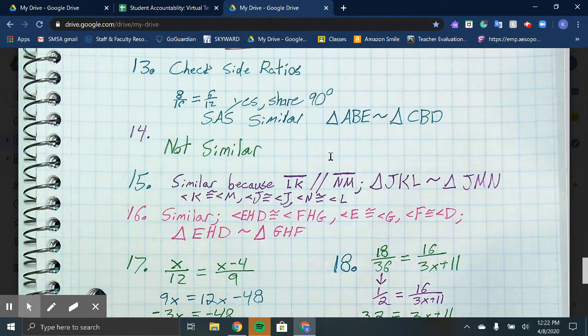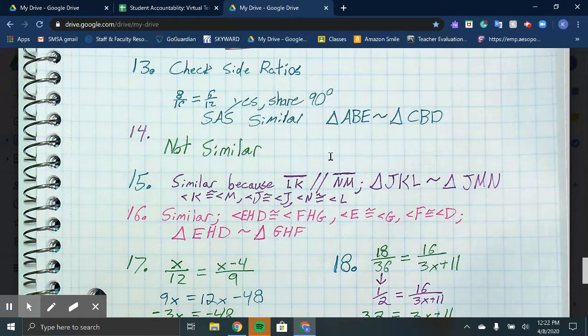So remember, there are many ways triangles can be similar. We could look at side relationships with side, side, side. We have side, angle, side. We could look at the angles and get an angle, angle, angle relationship. We could do all sides, or we have hypotenuse leg. So a couple different things we can look at.